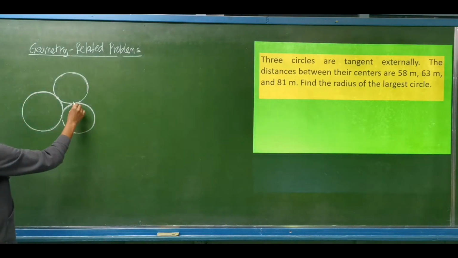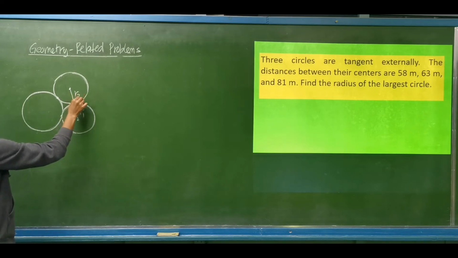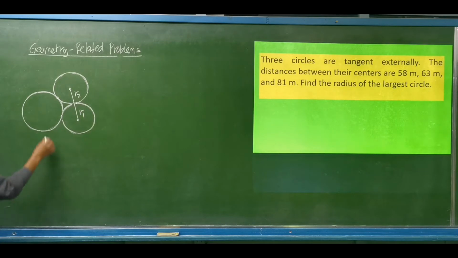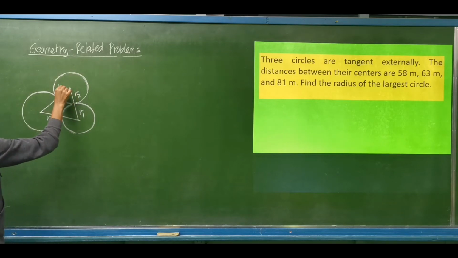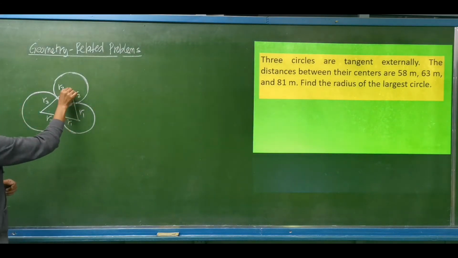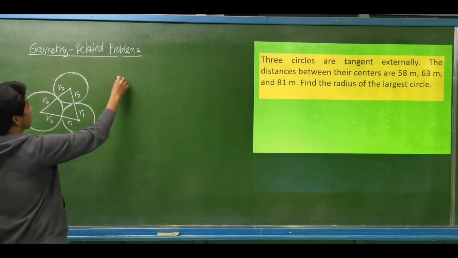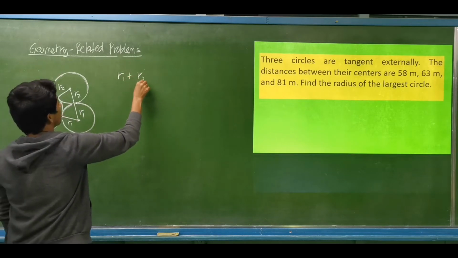So for example, we have this distance. Let's say the radius of the smallest circle will be R1, the radius of the medium circle will be R2, and the radius of the largest circle will be radius number 3. So these are the center-to-center distances. The distance between the smallest circle and the medium circle, center to center, is R1 plus R2.